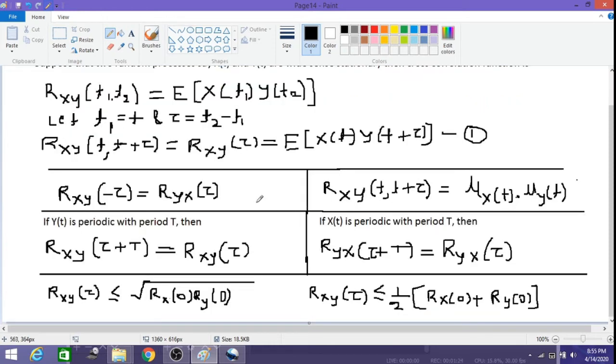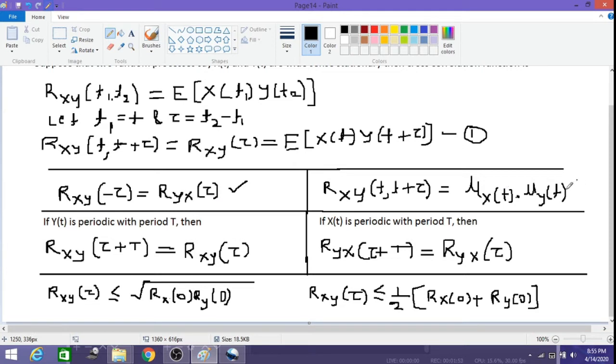So now let us look into the properties of this cross correlation function. So like autocorrelation function, we have rx of minus tau is equal to rx of tau, but here the case is different. It is not symmetry. It is not even symmetry. Why? Because rxy of minus tau will result in ryx of tau. So it is a different case here. So that you have to note at this point. So this is one of the property.